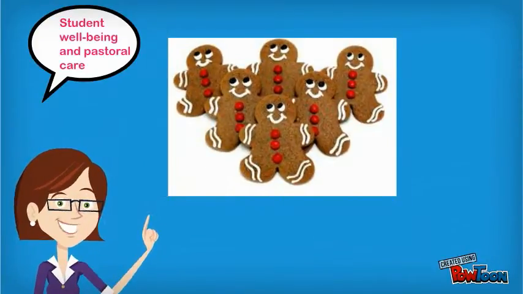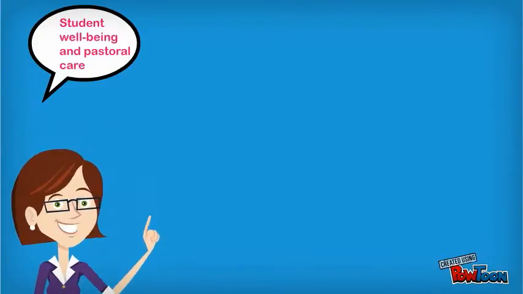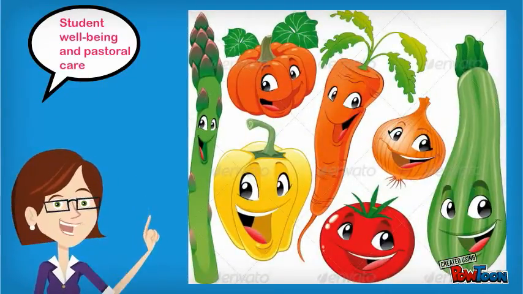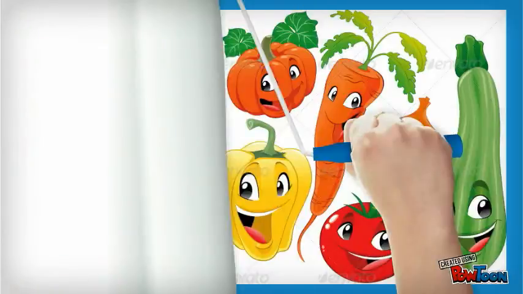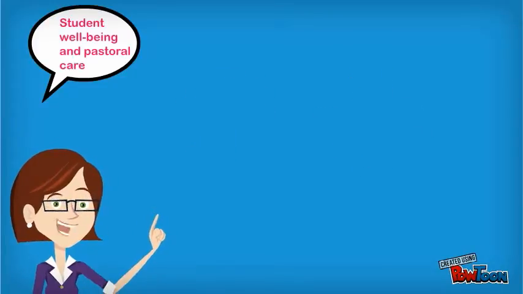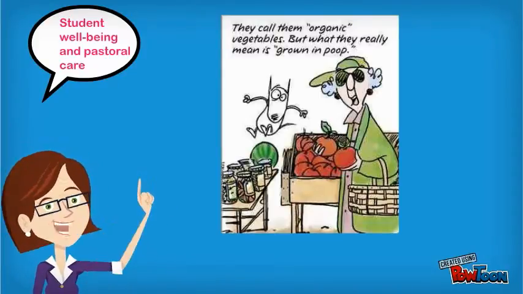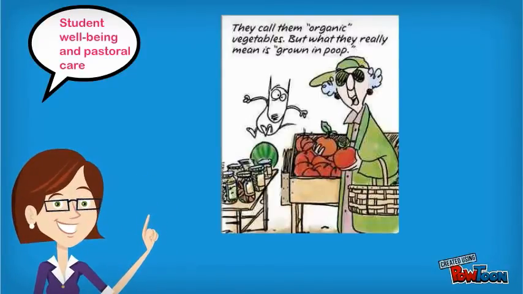Student wellbeing and pastoral care. As teachers, we need to remember that students aren't gingerbread men. They are more like vegetables in your classroom garden. They come in all different shapes and sizes, and they will all need different amounts of water and sunlight to grow. And when the year is over, students will all have grown in different directions, and even as the most conscientious gardener, sometimes you won't be able to explain why some have flourished and why some have grown a little less.